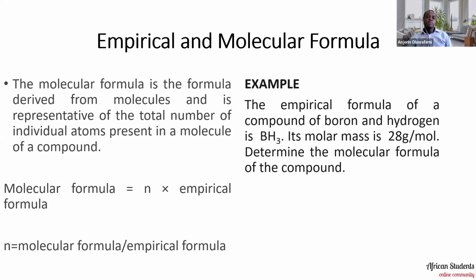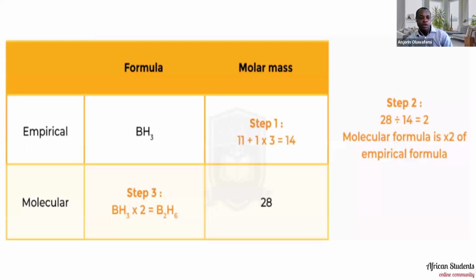Now, when you look at this example, it says the empirical formula of a compound of boron and hydrogen is BH3. Its molar mass is 28 grams per mole. Determine the molecular formula of the compound. Using the same steps, the molar mass of BH3 is 14. That's 11 for boron plus 1 multiplied by 3 for hydrogen, giving us 14 as the molar mass.